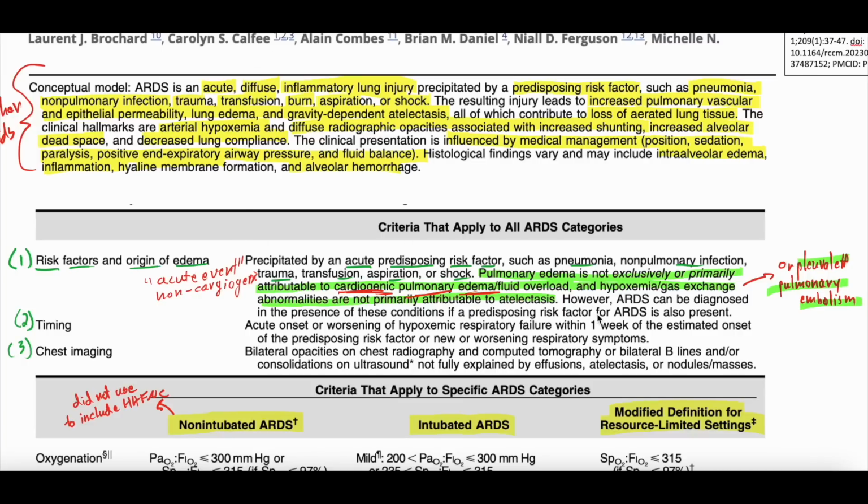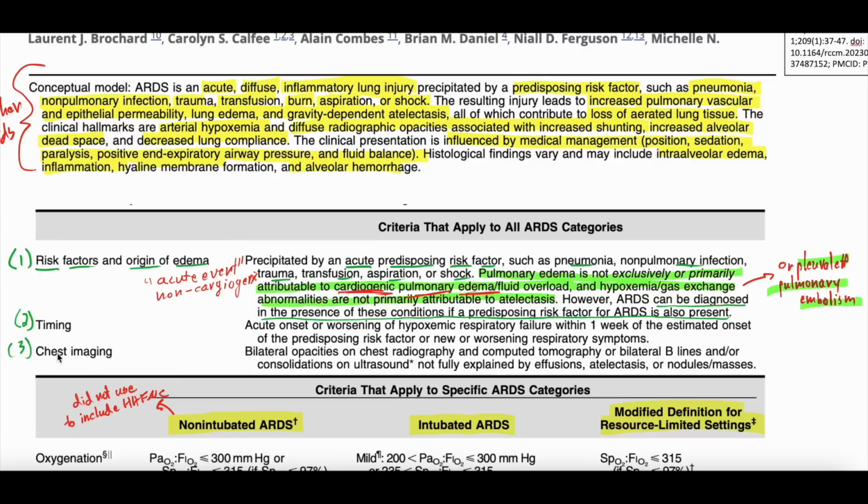In addition to that, they go on to say that ARDS can be diagnosed in the presence of these conditions if a predisposing risk factor for ARDS is also present. So they are a little softer in their language here and they say, well, you can have cardiogenic pulmonary edema, you can have pleural effusions, but it can't just be that. There has to be something else as well, and all that hypoxemia can't be solely attributable to the pulmonary embolism or the pleural effusions or the heart failure exacerbation.